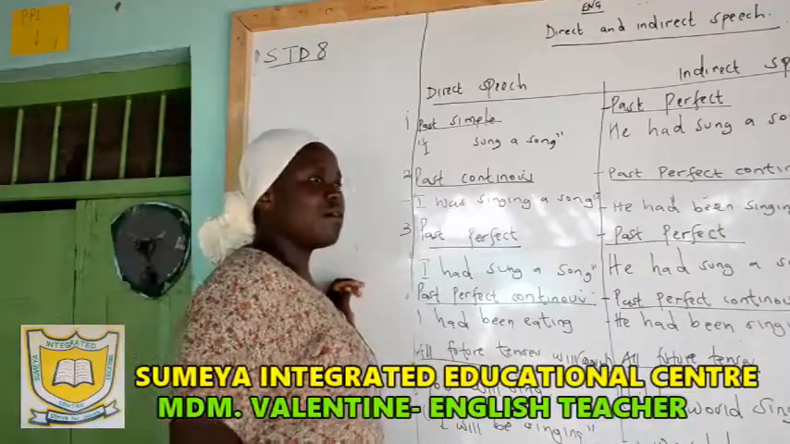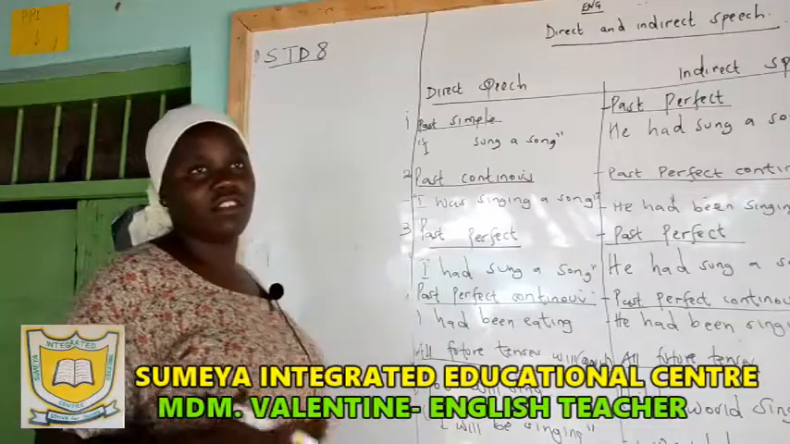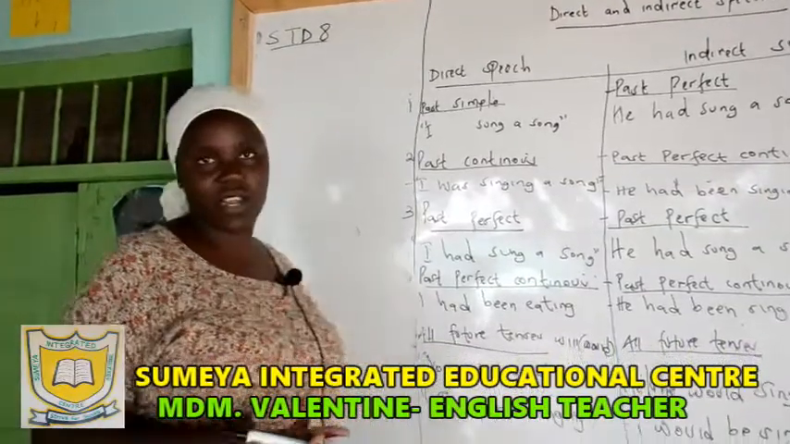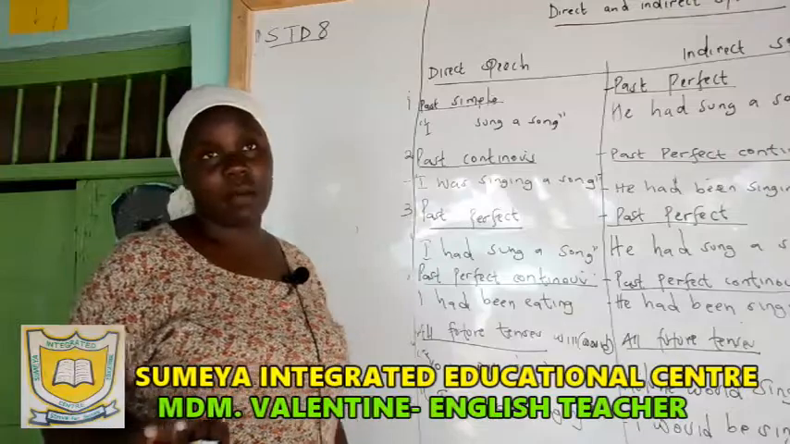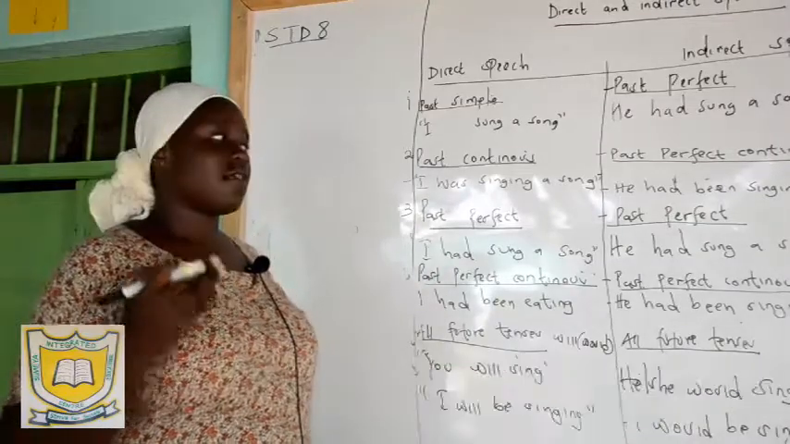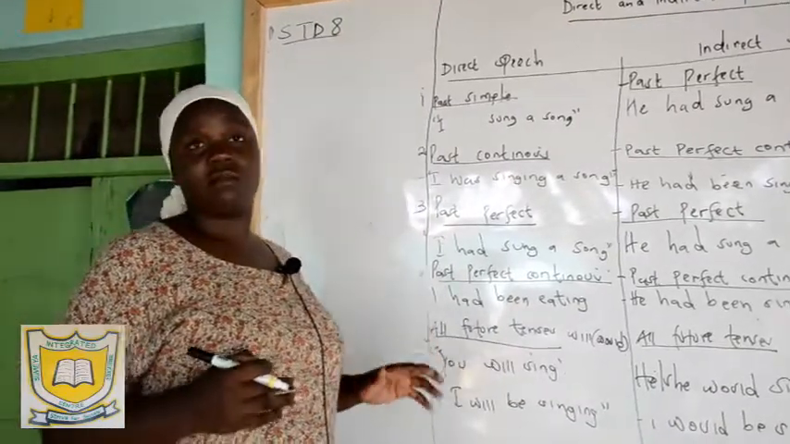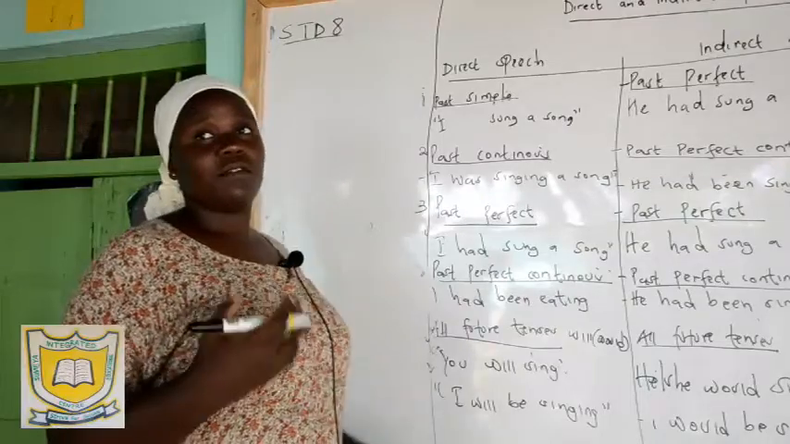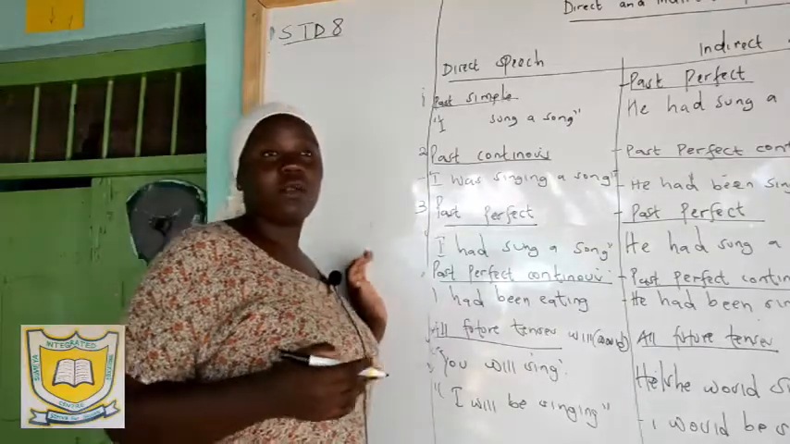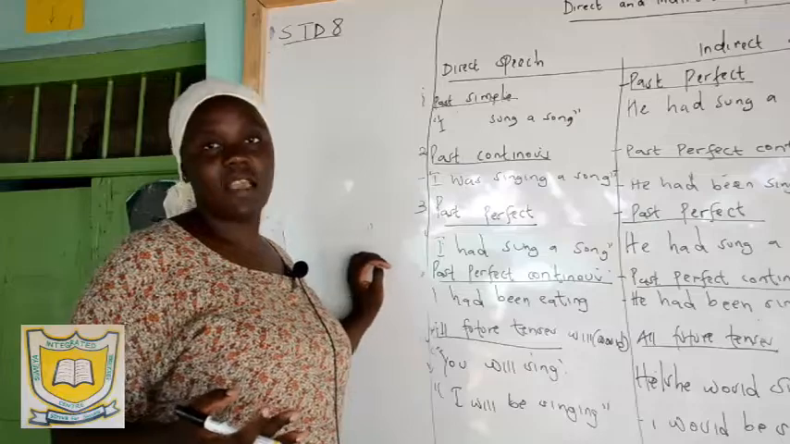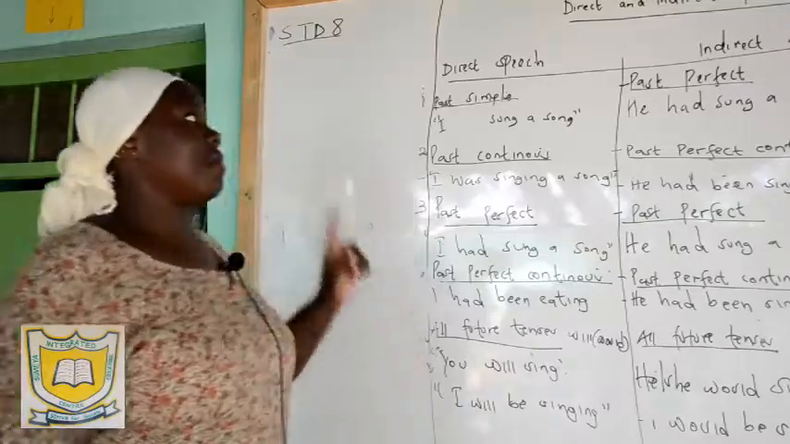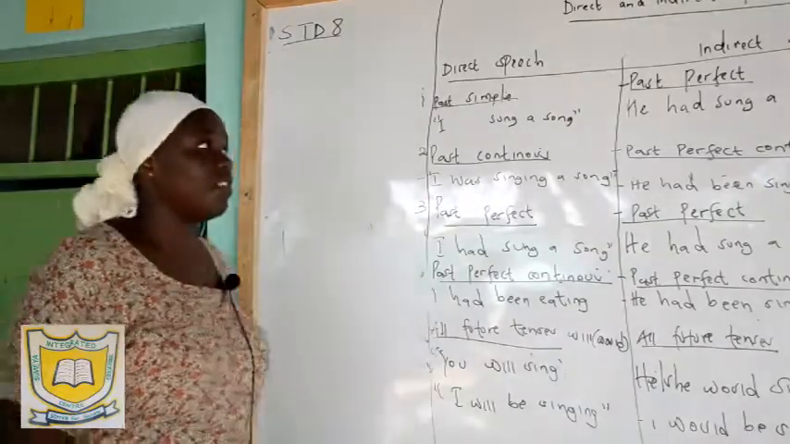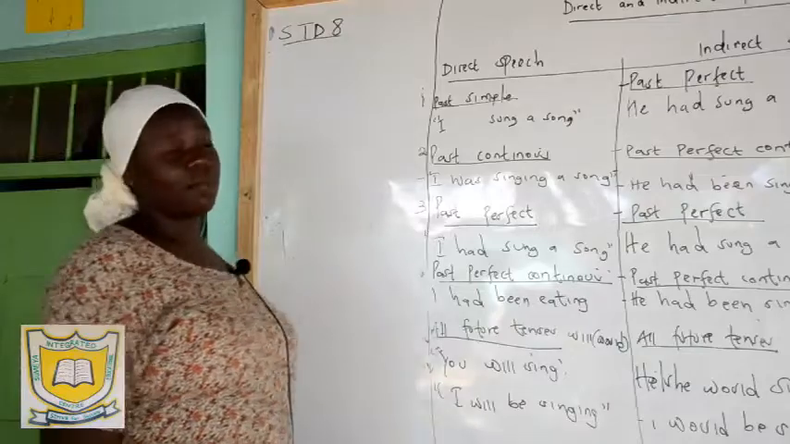Why is it good to make notes? Because you'll be in a position to change these sentences correctly without messing them up. Trust me, if you don't make notes on this, you will mess up. But if you make notes, then you can always refer to your notes and then change the sentences. So the past simple tense from direct speech changes to the past perfect.